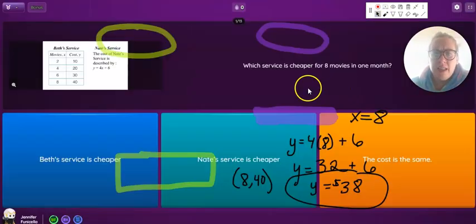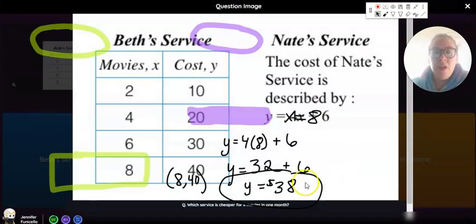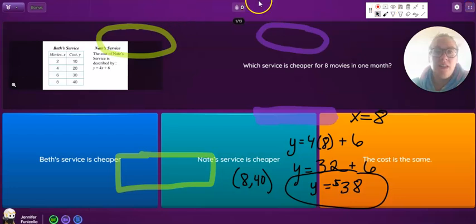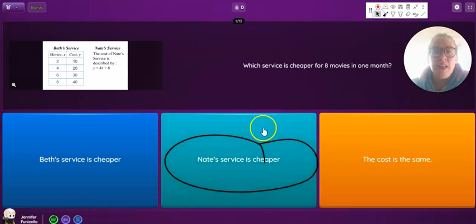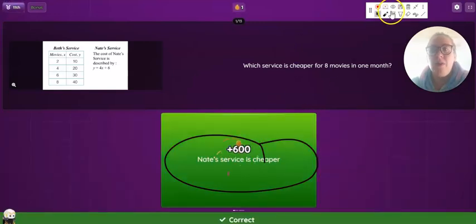And the question was asking which one is cheaper. So 38 is less than 40, so Nate's service is cheaper. So we're going to choose this one here. Nate's service is cheaper. Beautiful.